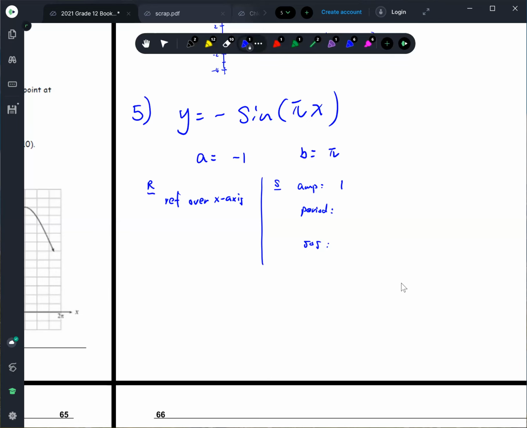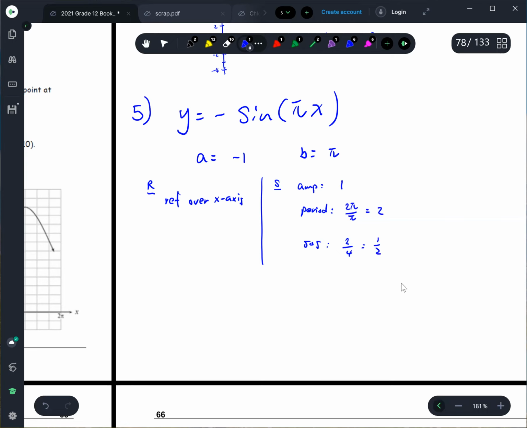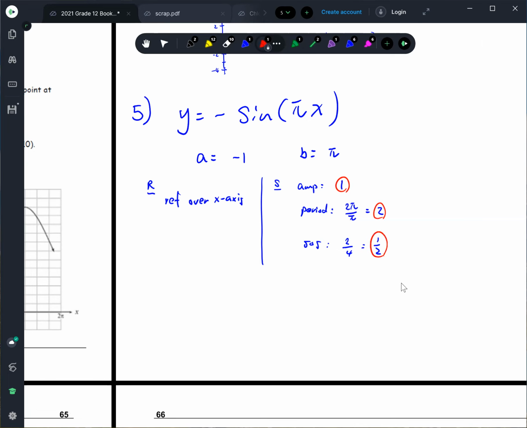2 pi divided by pi equals 2. Yeah. And then 2 divided by 4, which is just 1/2. Very good. Okay, so that's all we need. We have amplitude of 1, period of 2, size of space 1/2, or 0.5.